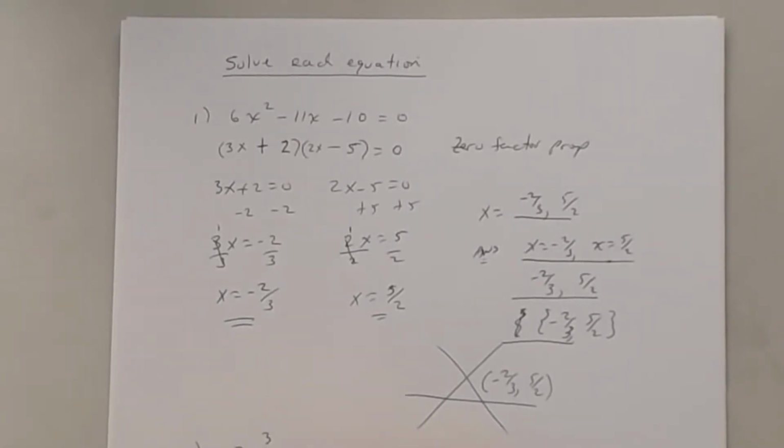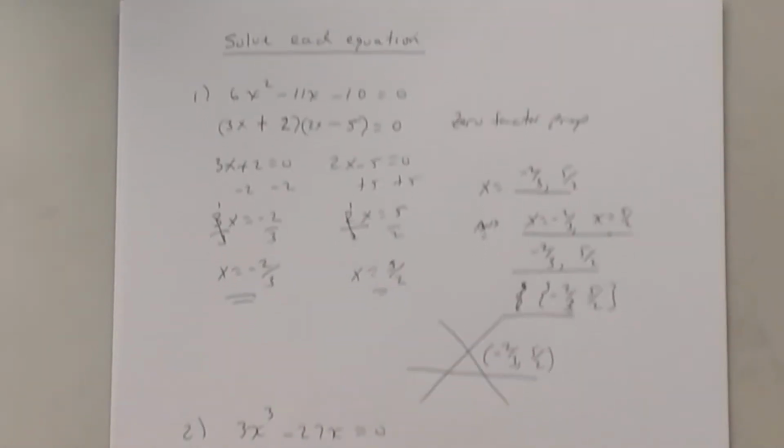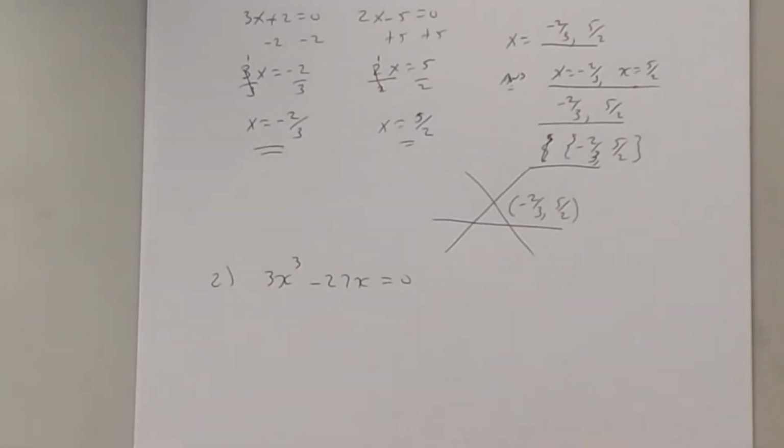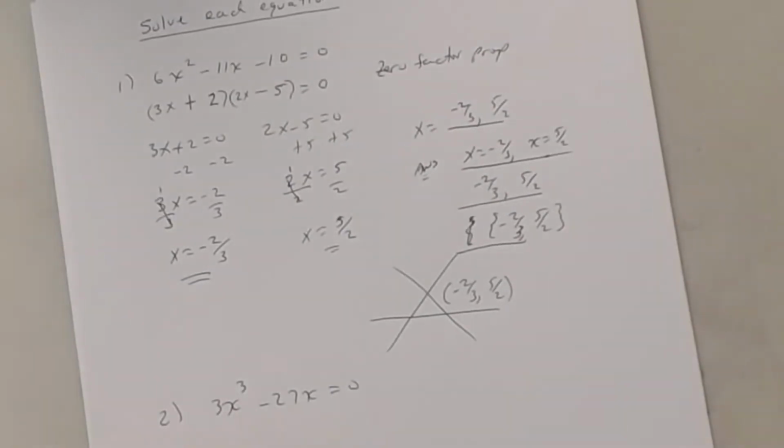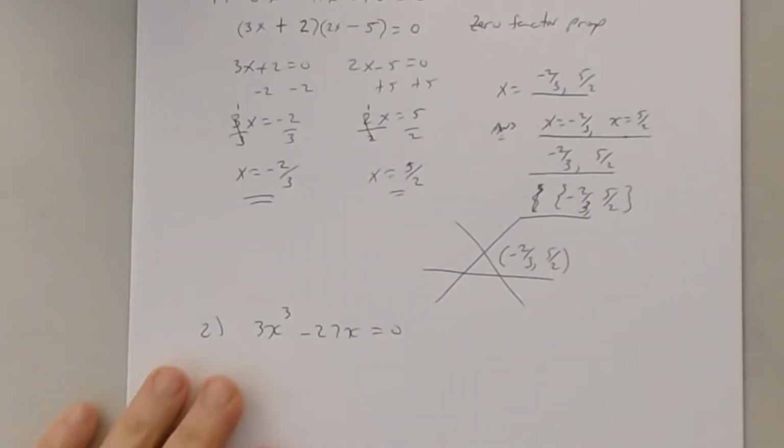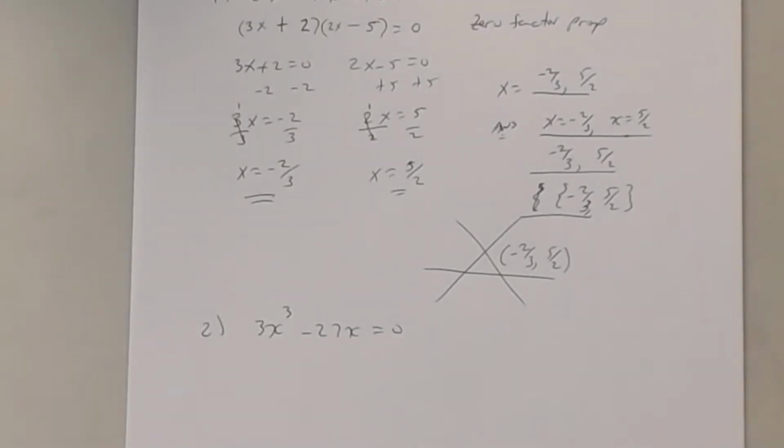3x cubed minus 27x equals 0. All right. Now, this is not quadratic. Why is this equation not quadratic? What makes the first equation quadratic? Okay, I'm answering my question. What made the first equation a quadratic equation? The largest exponent was squared. What was a 2? Here, what's the largest exponent? A 3. So it's not quadratic, it's cubic. It's a cubic equation.